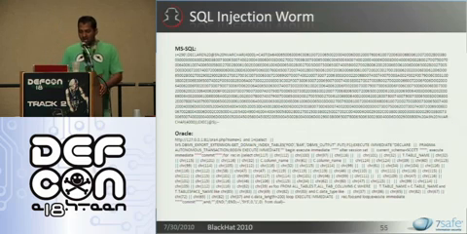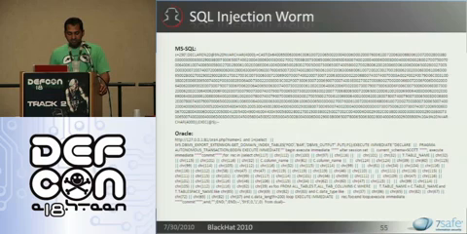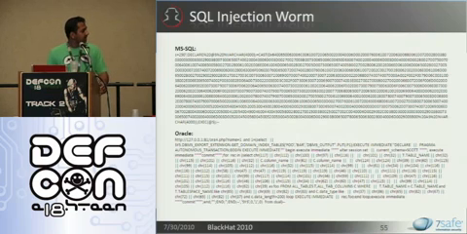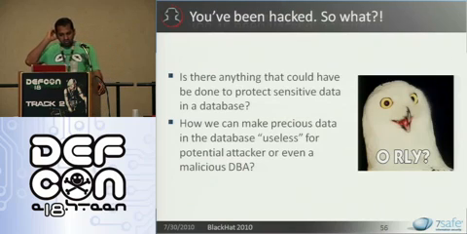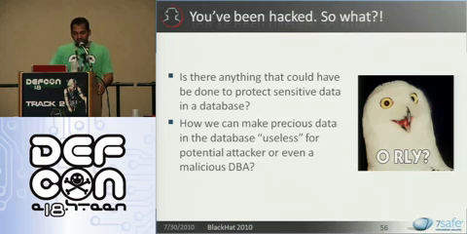For example, if a SQL injection worm in MS SQL looks like this, then you can write a corresponding SQL injection worm in Oracle. So Oracle applications can be equally vulnerable. It's just that they have not been exploited in the wild. Right, so moving on. Is there anything that we could do to protect sensitive data in the database?